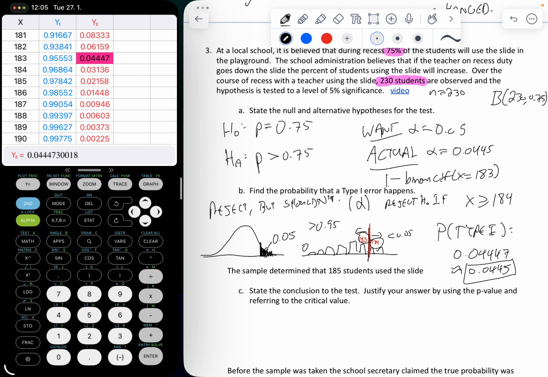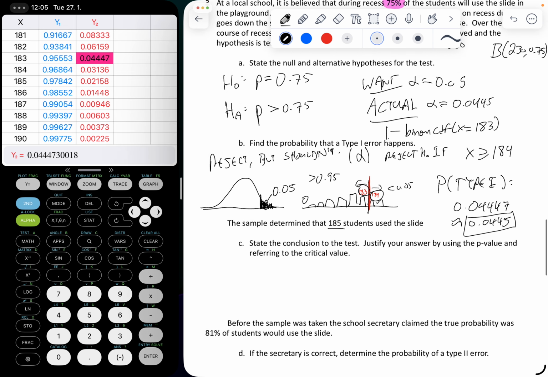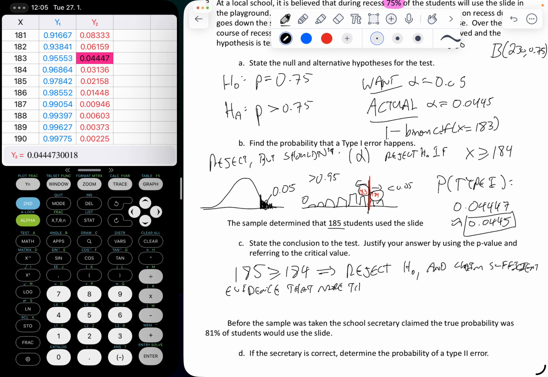reject the null hypothesis. Sample determined that 185 students used the slide. So what would be the conclusion to this test? Well, 185 is indeed in my critical region. So 185 is greater than or equal to 184. Therefore, we reject the null hypothesis and claim sufficient evidence that more than 75% of students use the slide.